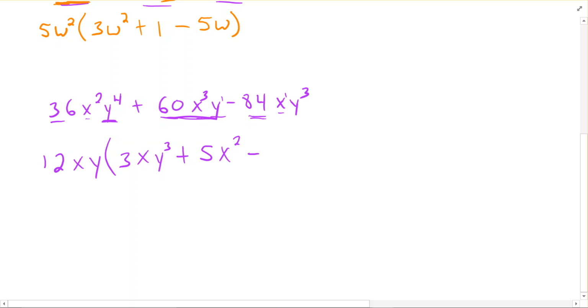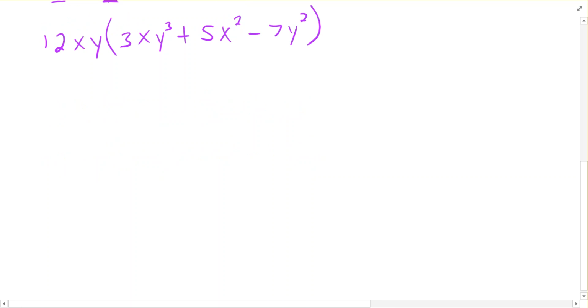So now minus, looking at this one now, 84 divided by 12 is 7. I took out an x, so I took out this whole x, so it's gone. Looking at the y now, I took out a y, so I only have y squared left now. And then close the bracket, and that's it. So hopefully it's not as bad as it looks. I know this looks like a whole big mess, but hopefully not as bad as you were thinking.